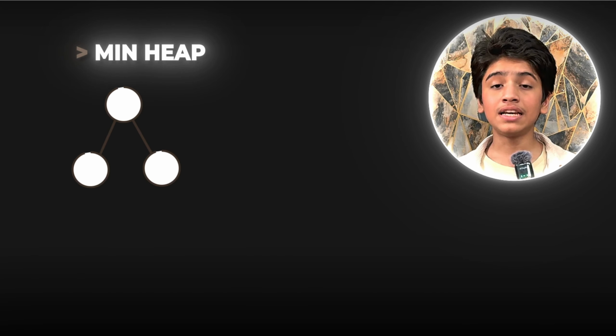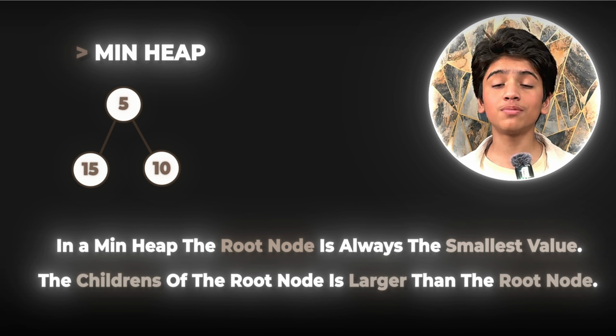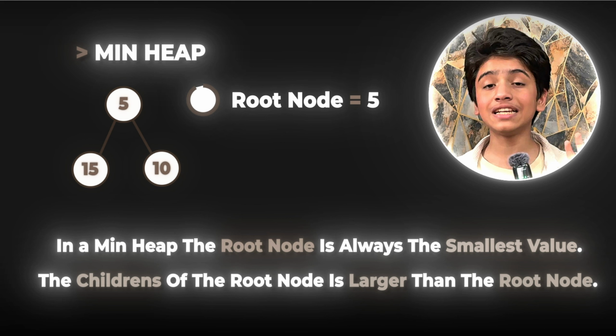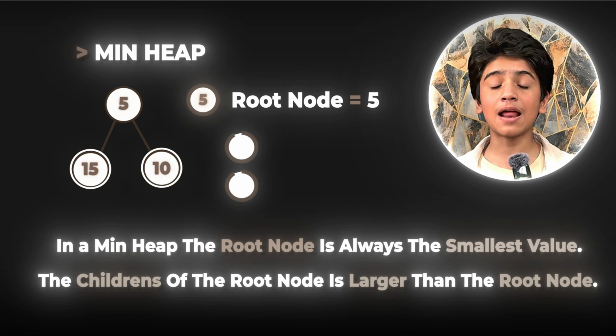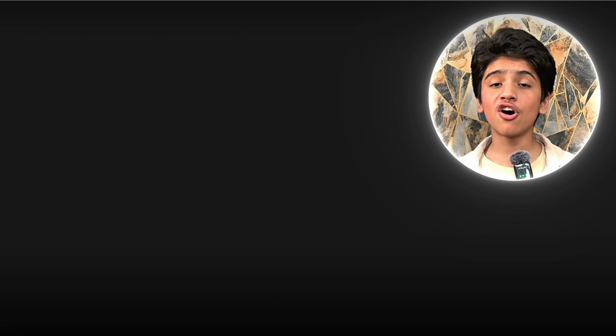A min heap is just the inverse of that, meaning the root node is always going to be the smallest value and every single child is going to be greater than its parent. So as you can see here, the root node is 5 and 5 has two children, 10 and 15, and both of them are greater than 5. So that's the basic idea of a min heap.